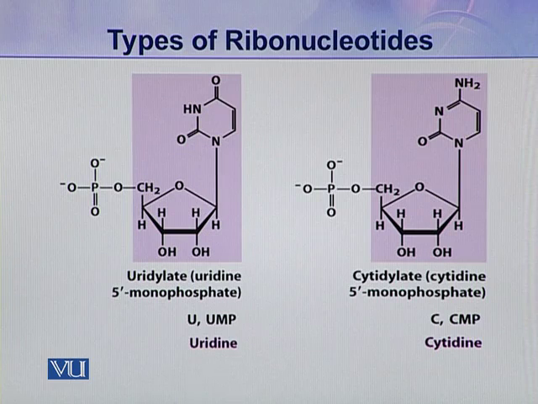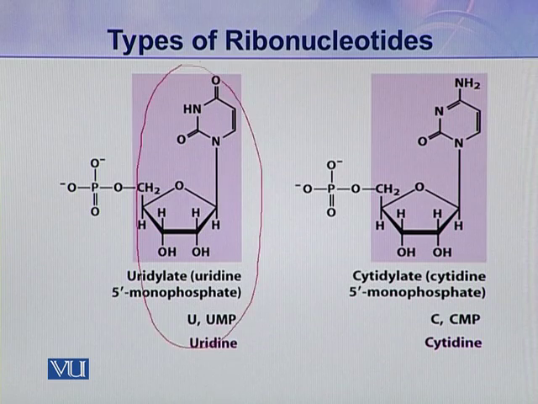Again, this colored portion is a uridine because the nitrogenous base present here is uracil. So to this uridine, one phosphoric acid group is attached and it becomes uridylate. This is the third type of ribonucleotide present in the nucleic acids. The fourth and the last type of ribonucleotide is cytidylate.